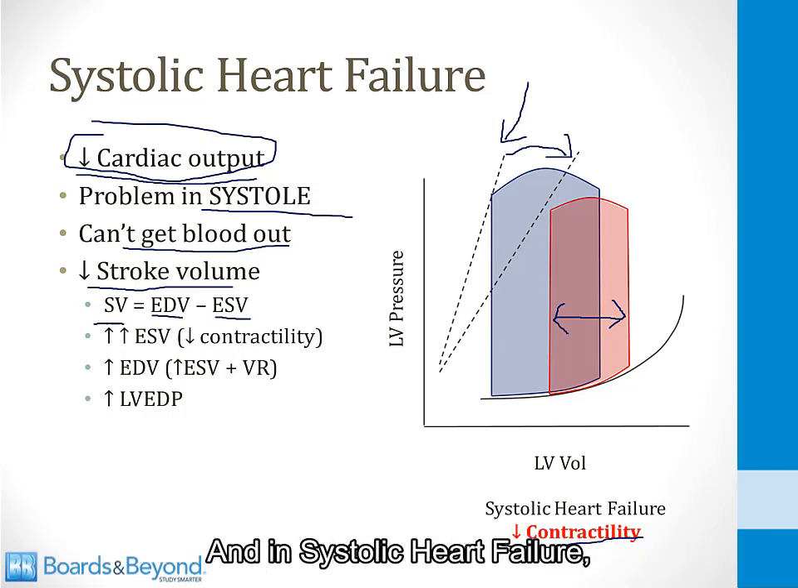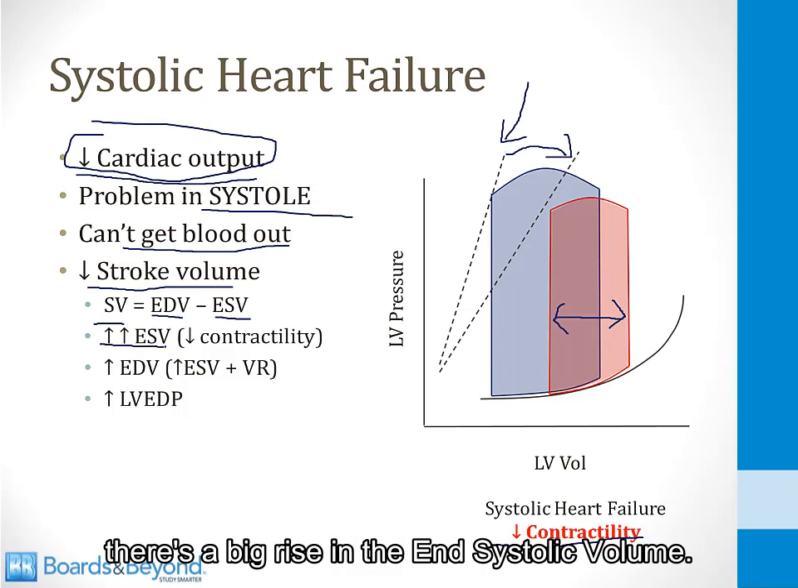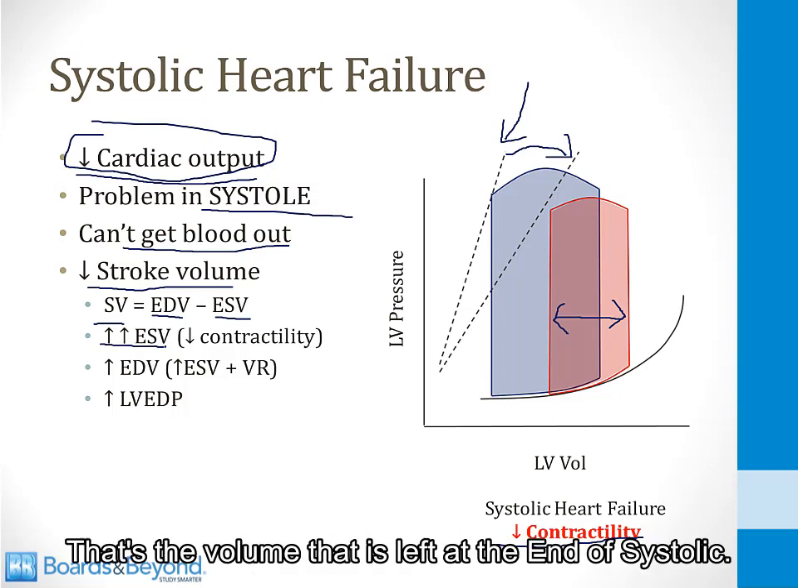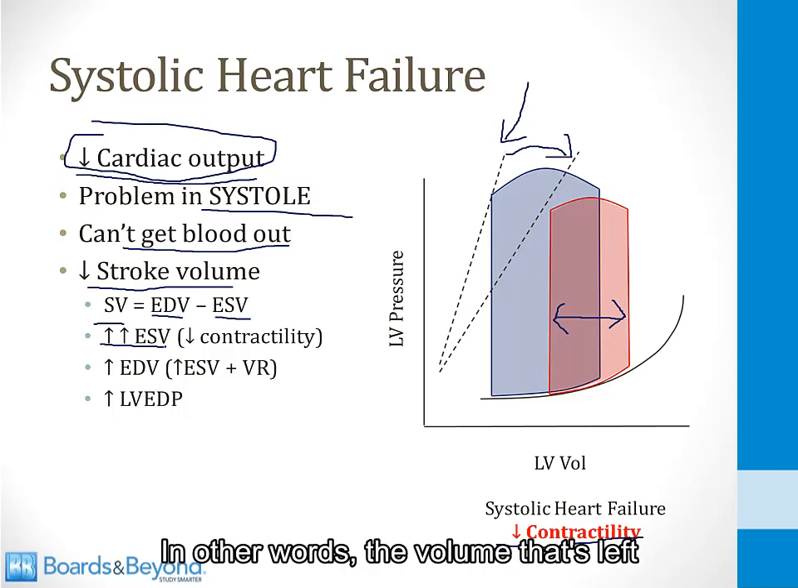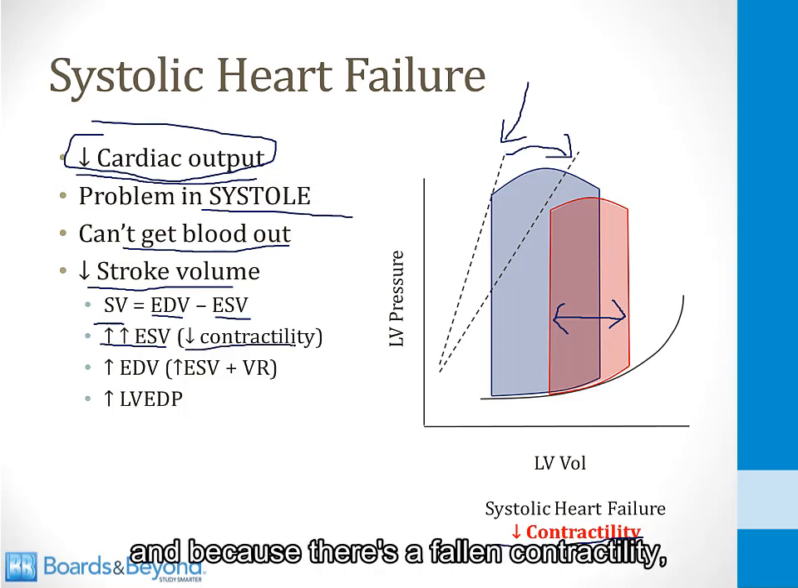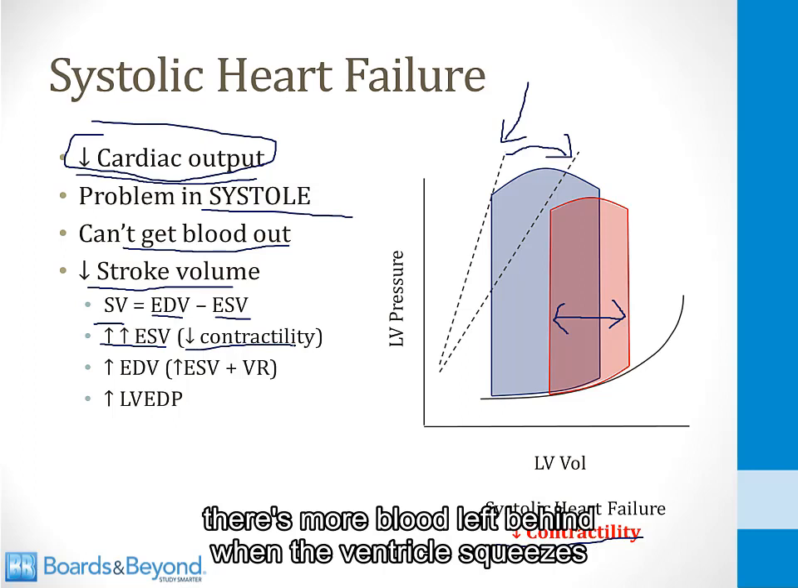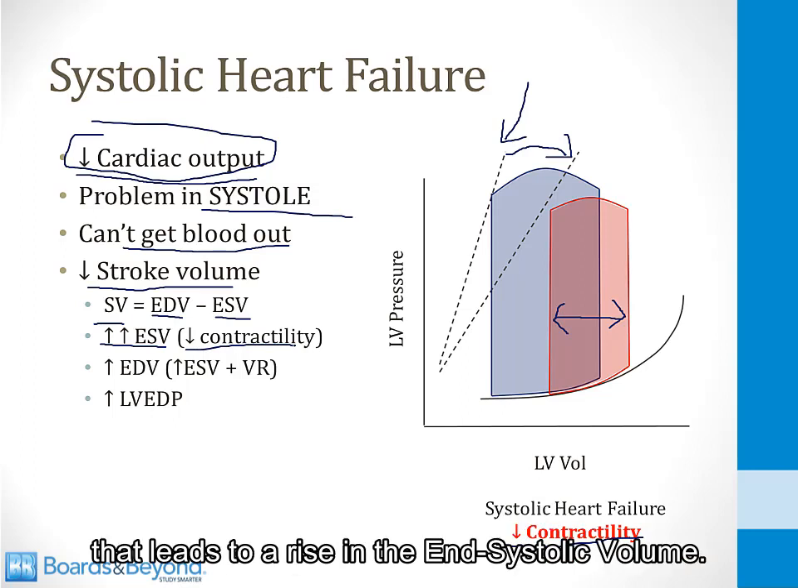And in systolic heart failure, there's a big rise in the end systolic volume. That's the volume that is left at the end of systole. In other words, the volume that's left after the ventricle has squeezed. And because there's a fall in contractility, there's more blood left behind when the ventricle squeezes. That leads to a rise in the end systolic volume. There's also a rise in the end diastolic volume.